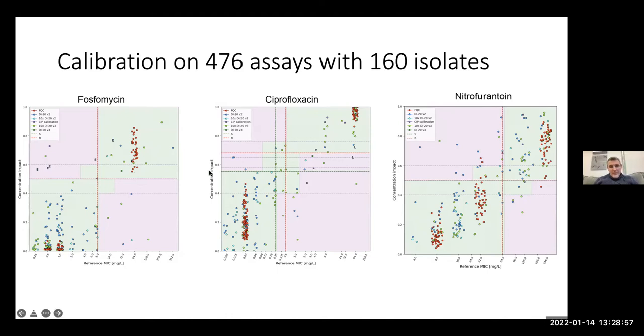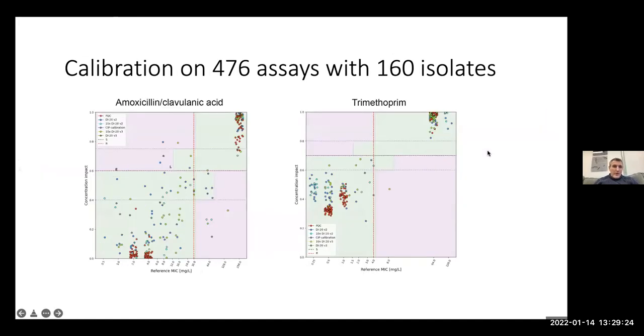And as you can see here, if you are in these green zones, it means that we're making a good job. There are some outliers where we would make a mistake. Some of these are errors in the reference testing, and some of them are errors in the actual assay. But in general, there's a very good agreement, and we can make a classification of resistant and susceptible isolates. So this is Cipro, Nitro, Amoclav, and Trimethoprim. Trimethoprim always makes exceptionally good separations.